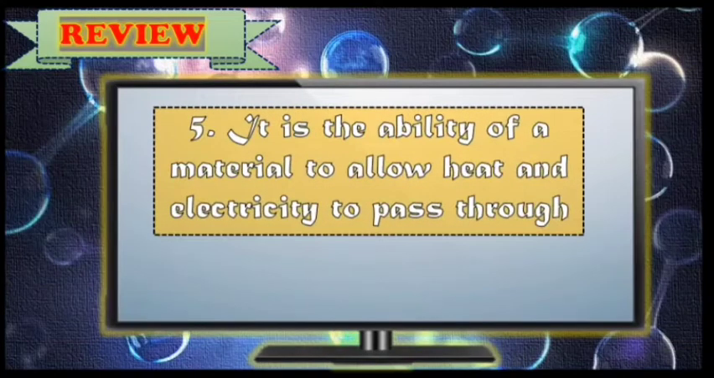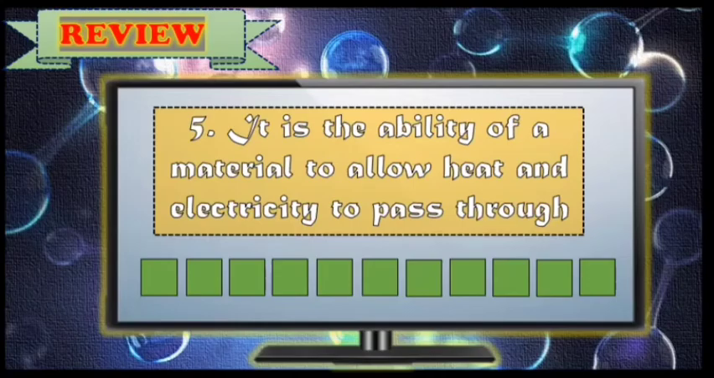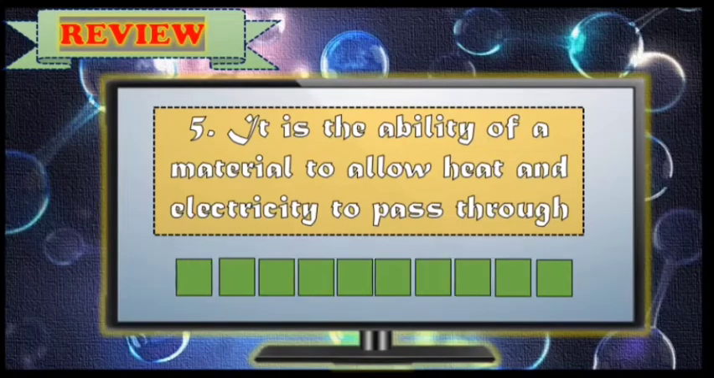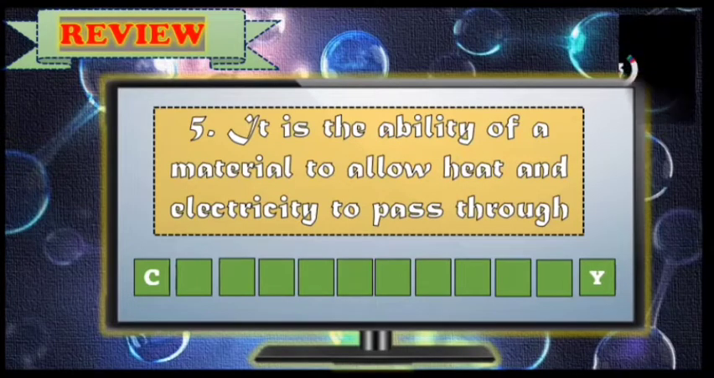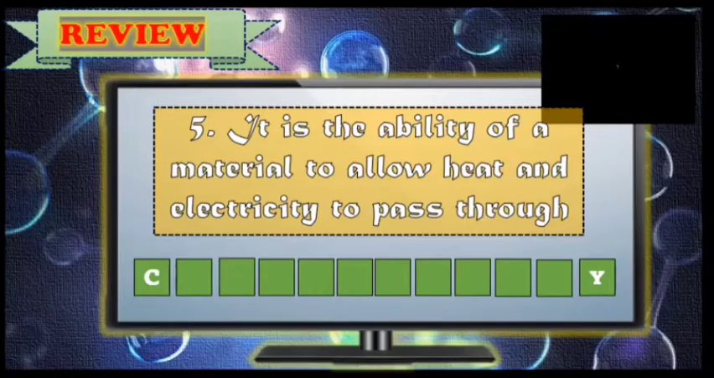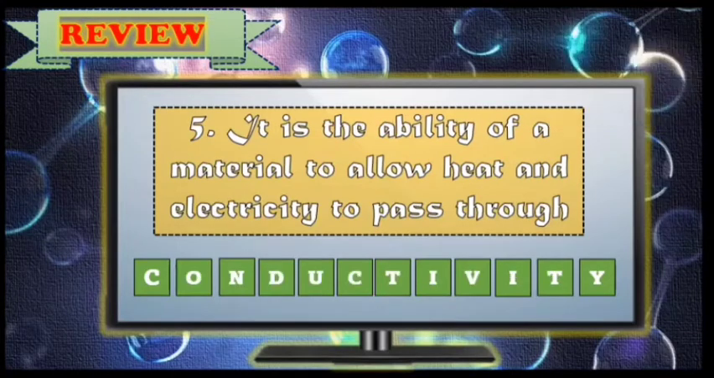Let's now proceed to the last item. It is the ability of a material to allow heat and electricity to pass through. It has 12 letters. It starts with letter C and ends with letter Y. Can you identify the word? Excellent! That is conductibility.